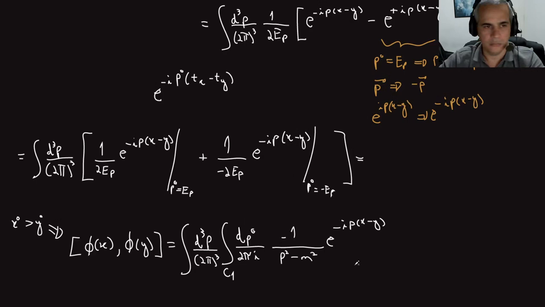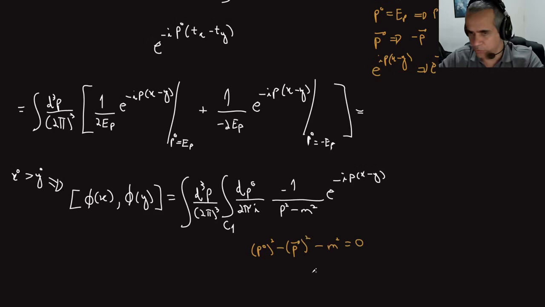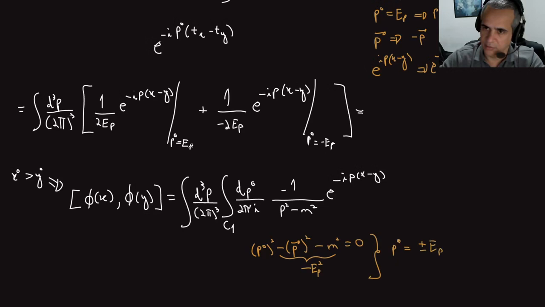So let's see if that's working as intended, right? The first thing is to look for the poles. So this is just p0 squared minus p vector squared minus m squared equals 0. That has two poles, which are exactly, this is just minus Ep squared, and that means that the poles are at p0 equal plus or minus Ep, as intended, right? So this function actually has the two poles I need. Now I need C1 to be a path that goes around those poles, in order to give me the answer I need.